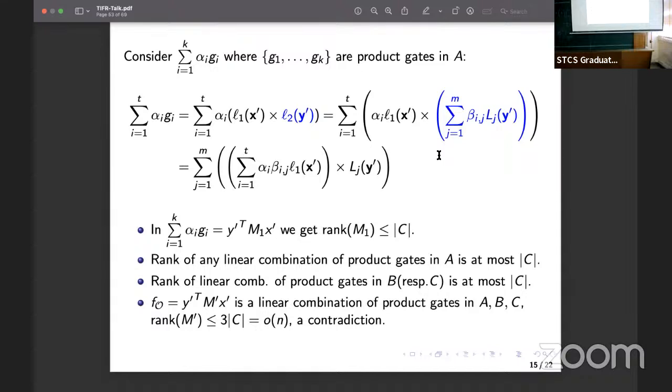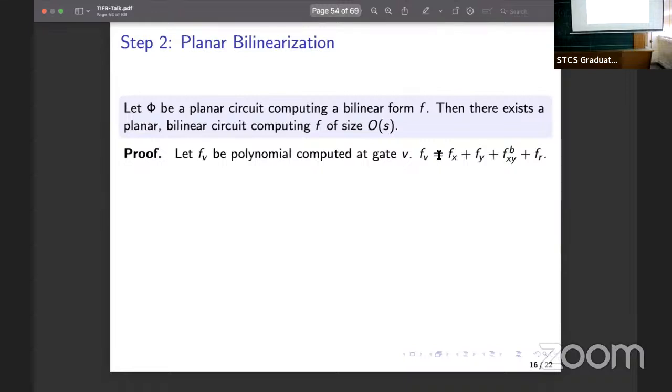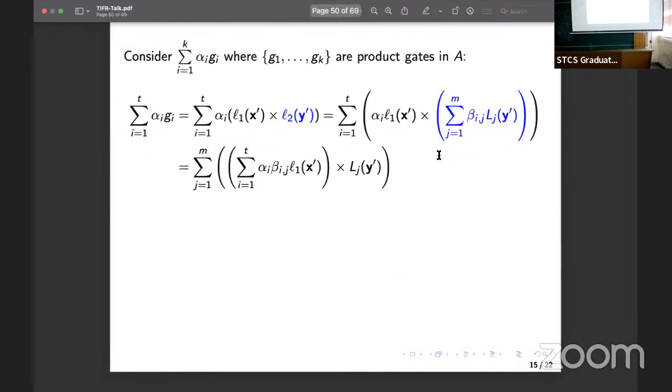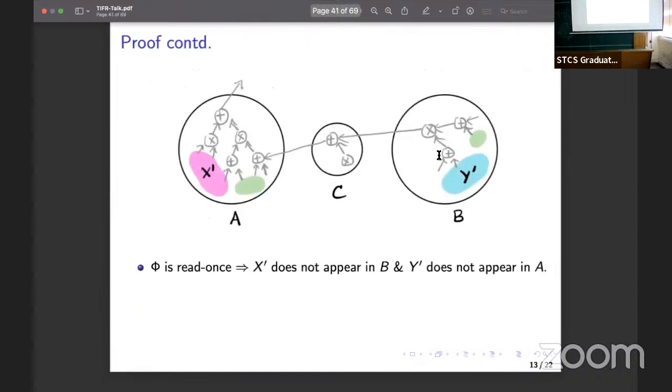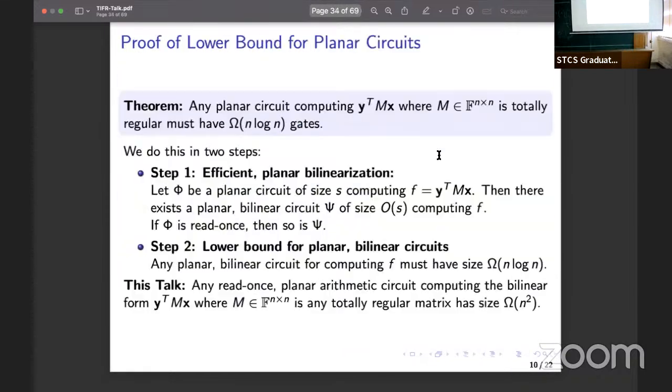The only assumption we made was that the original circuit had size little of n square, so that C was little of n. That's the only assumption which is incorrect. Okay, so this is the second step in the proof. So what we've shown is any planar bilinear circuit for F must have size n log n.